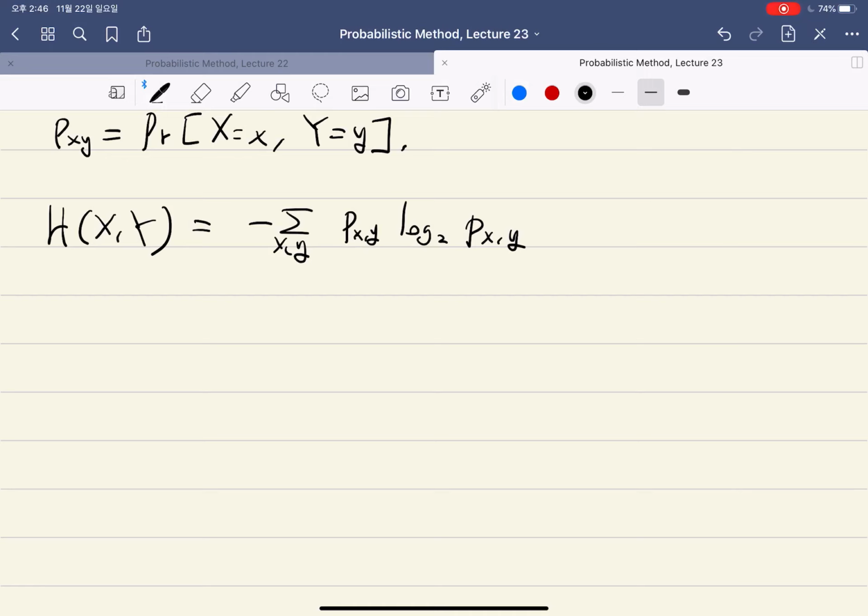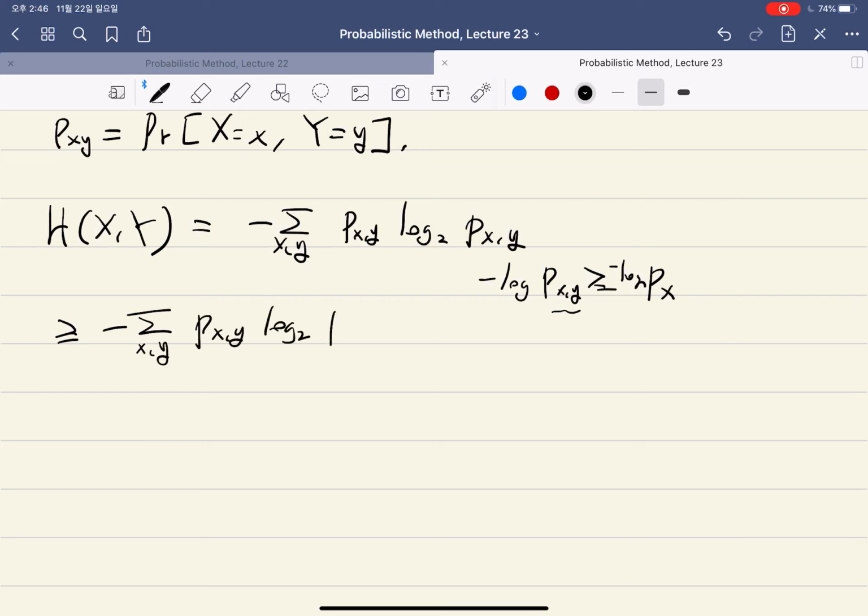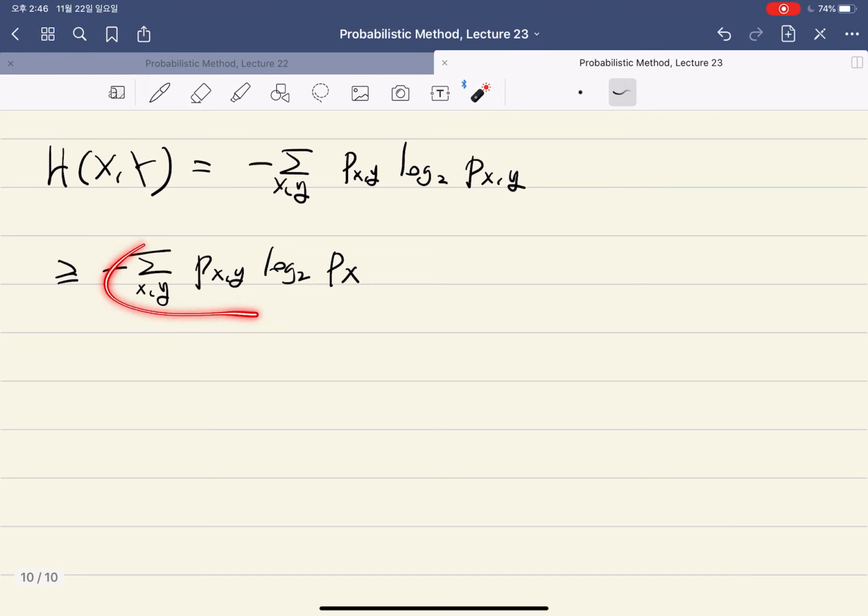Then, what do we know is that the probability of x, y happening is at most the probability of x happening. So this is a joint event. And if you take the log, and if we take the minus, then the inequality is the other way around. So we know that, if you consider all x and y, probability of x comma y log px, this is smaller than or equal to that.